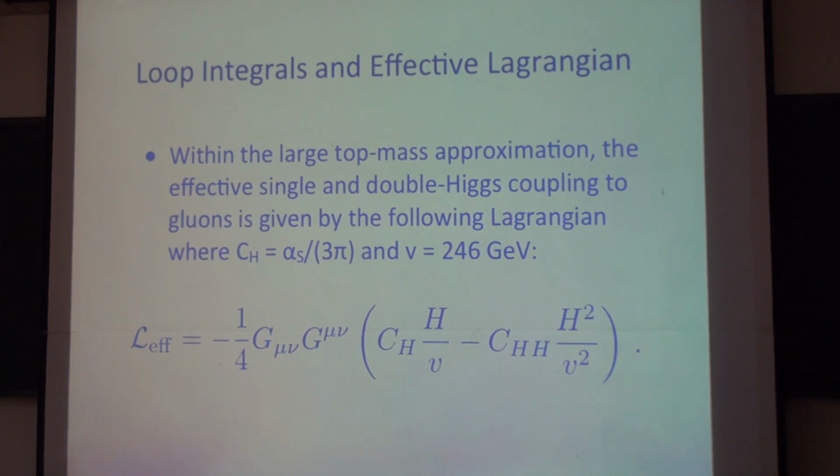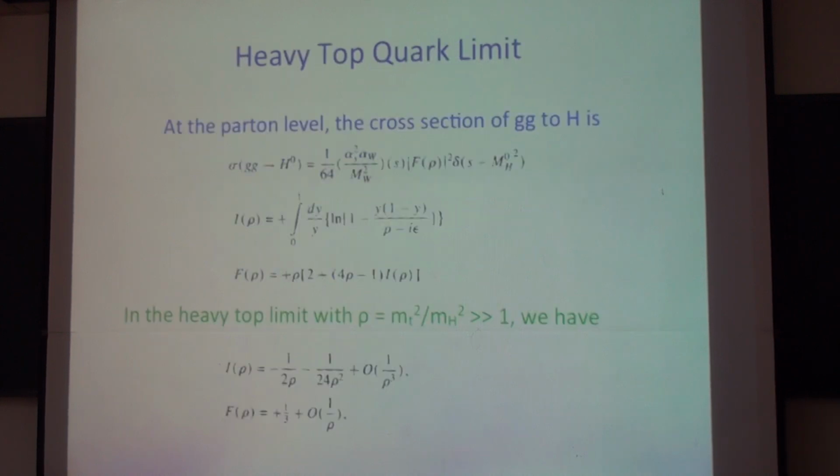Okay? And let's appreciate the simplicity of this expression compared to this equation. So we have an amplitude that is rho times 2 plus 4 rho minus 1 times I. I is from what Veltman and Passarino will call C naught.